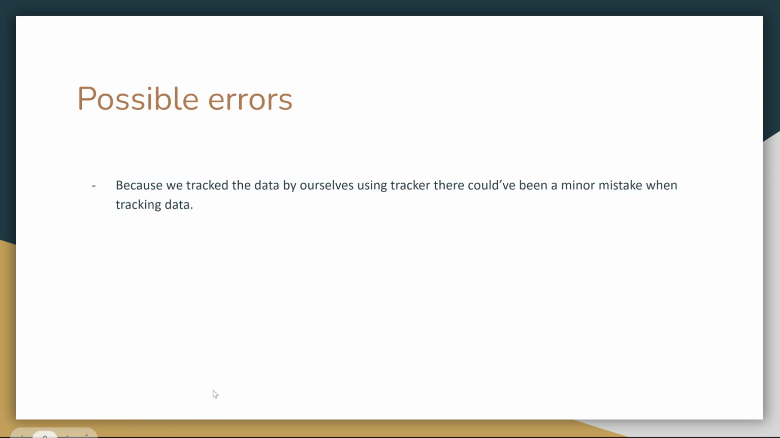Possible errors. Because we tracked the data by ourselves using tracker, there could have been a minor mistake when tracking data. So there is the possibility of over-tracking and under-tracking data points.